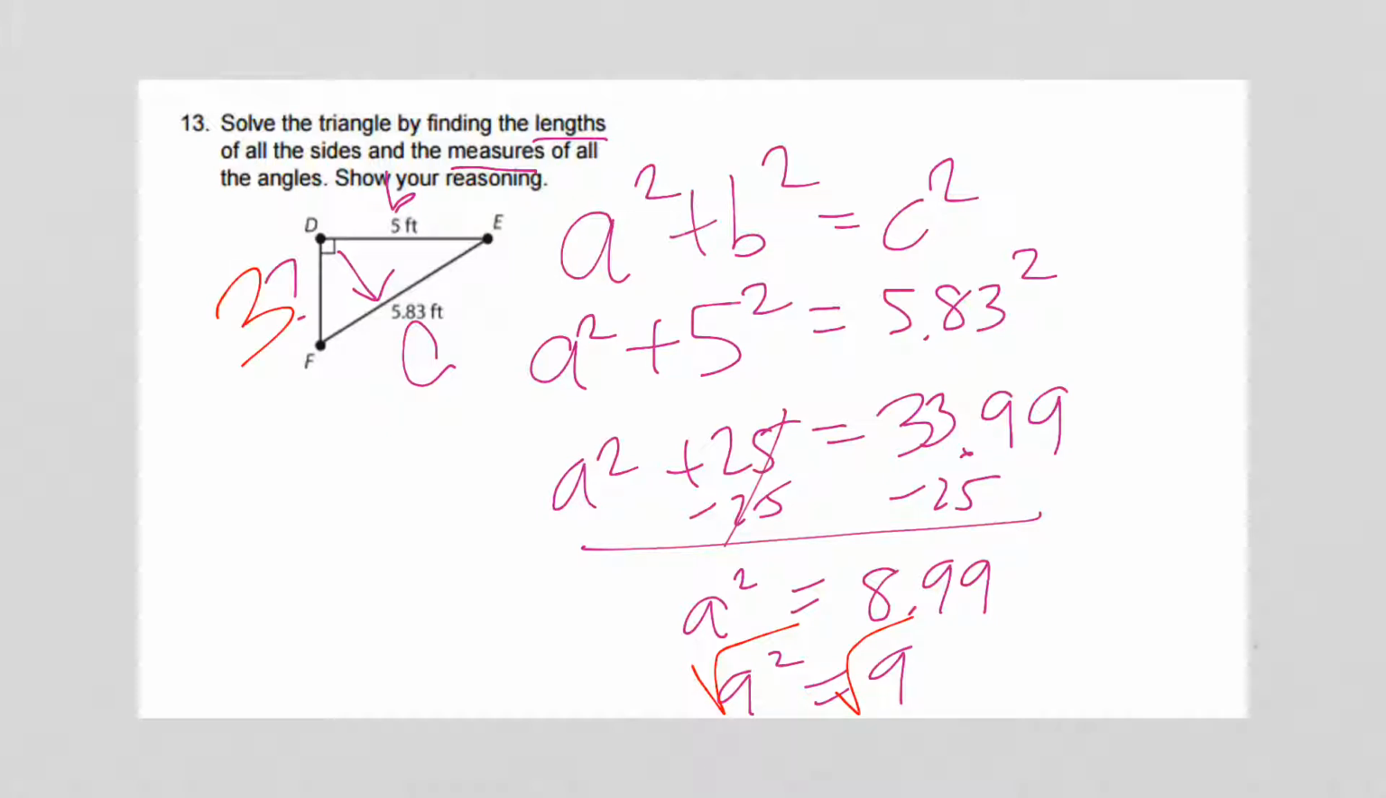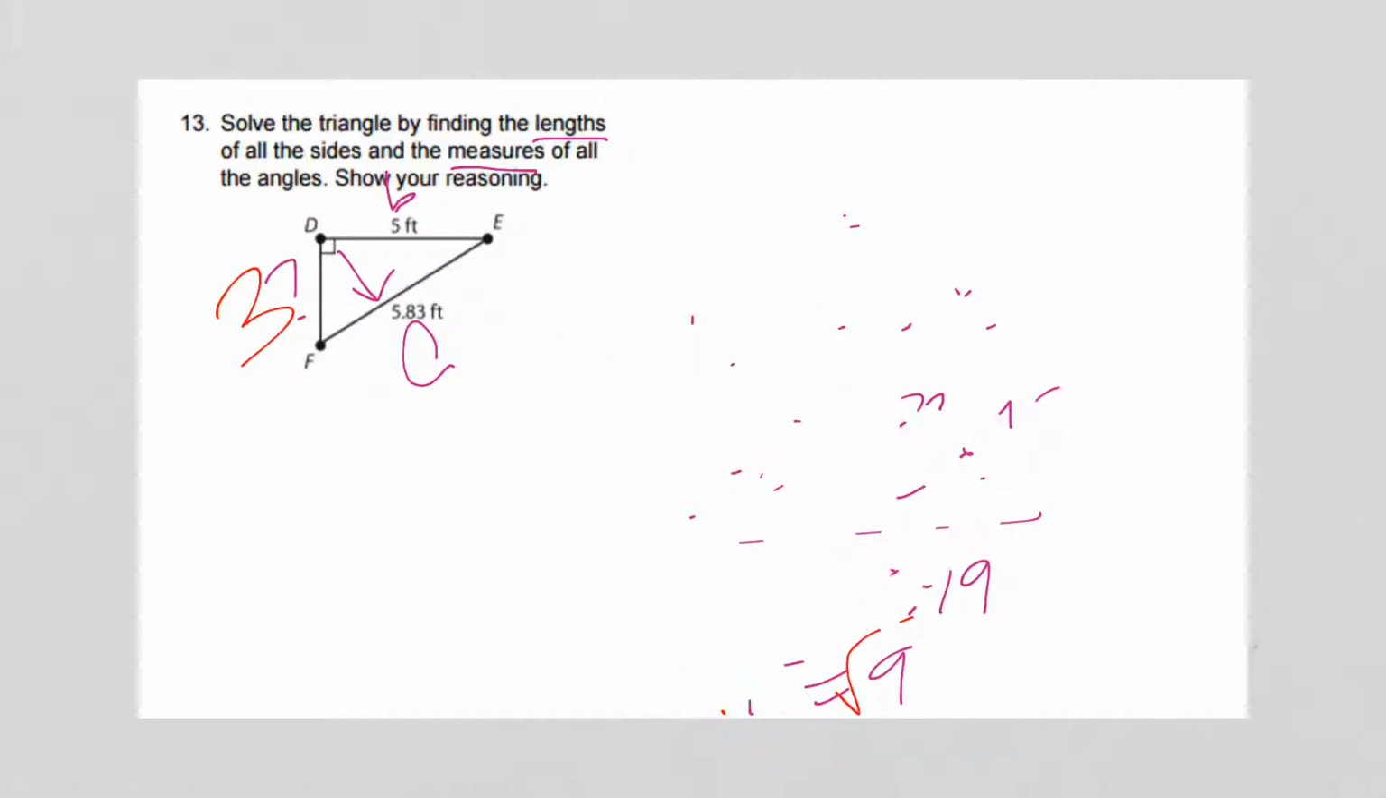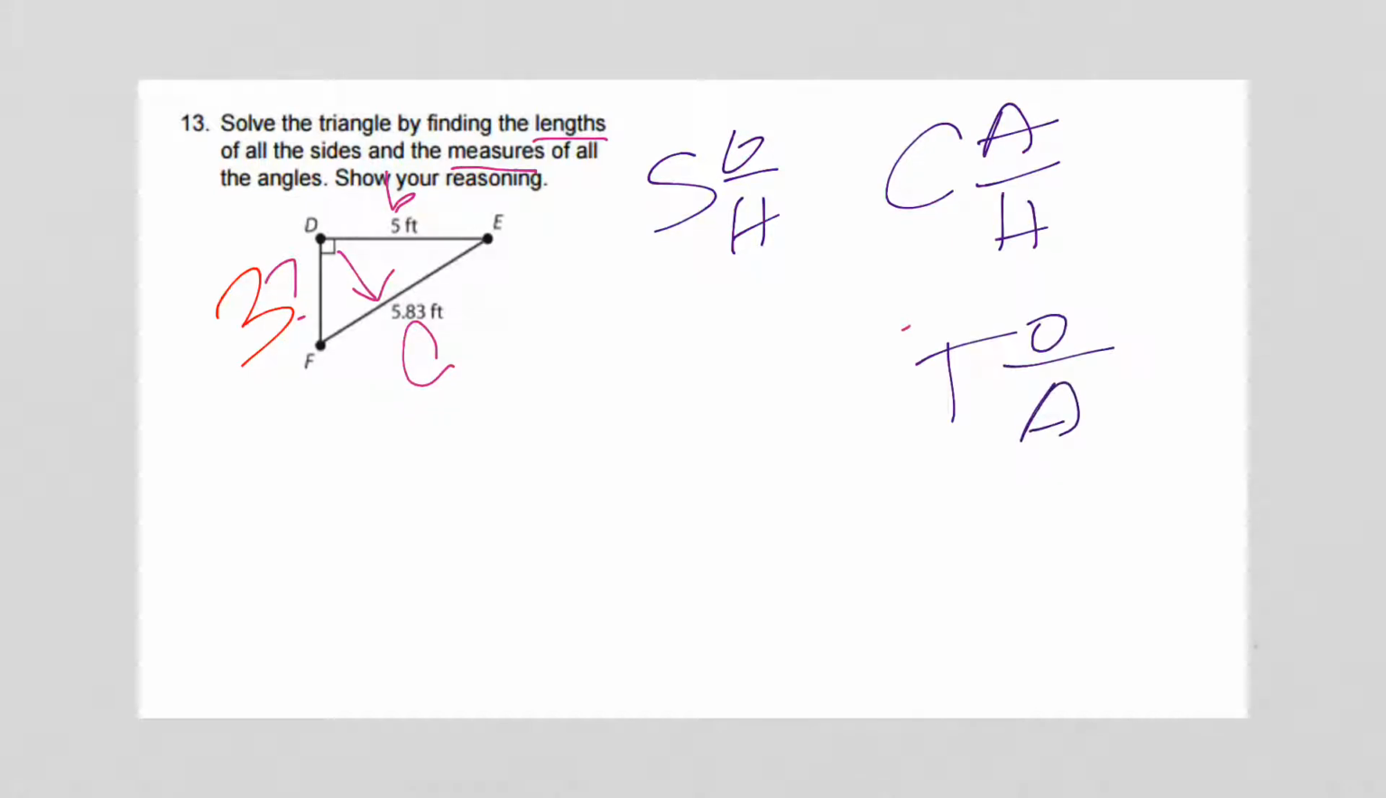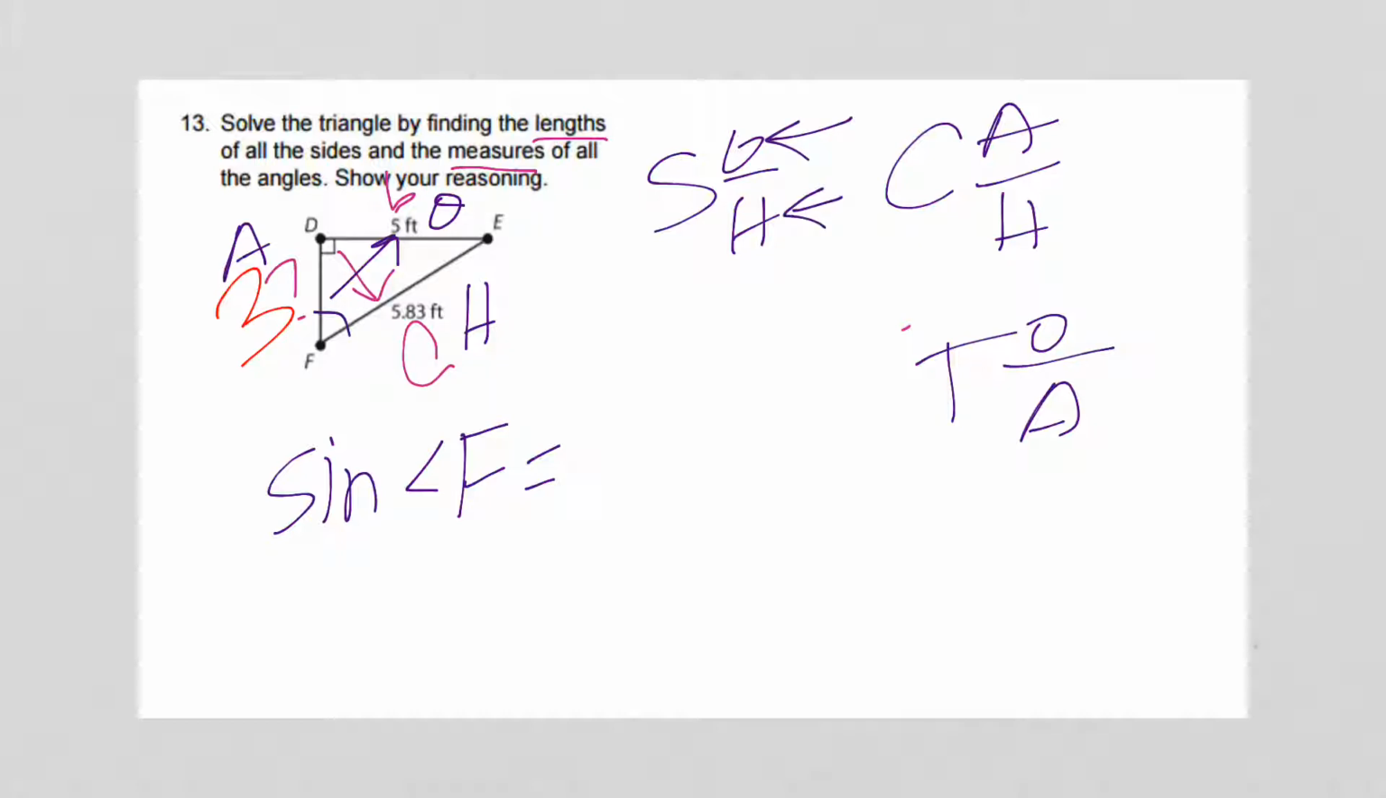Now I have to find the measurements of my angles. So now I have to use trig: sine, cosine, or tangent. Well, let's find angle F first. Its opposite side measures 5, the hypotenuse measures h, and the adjacent side measures 3. I'm going to use sine, but I can use any one I want. So sine of angle F is equal to O over H.